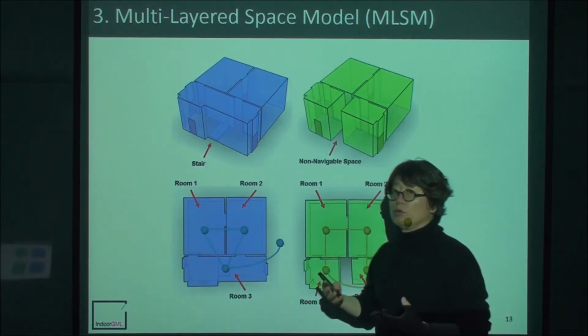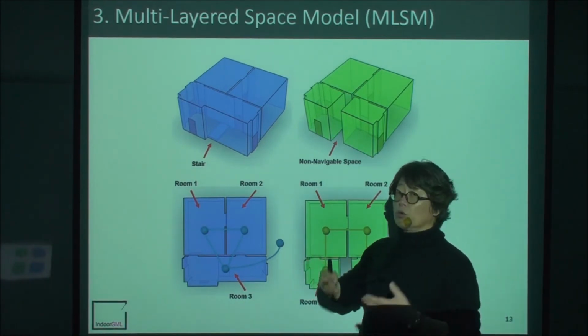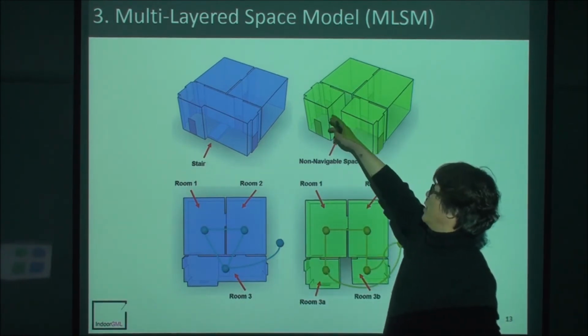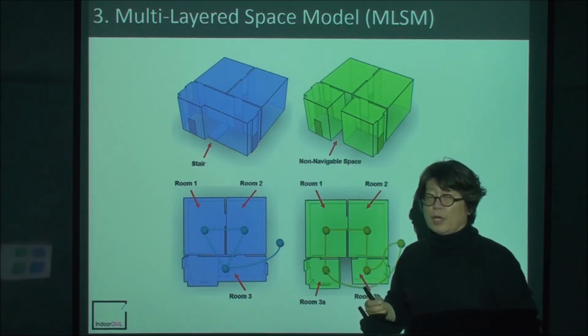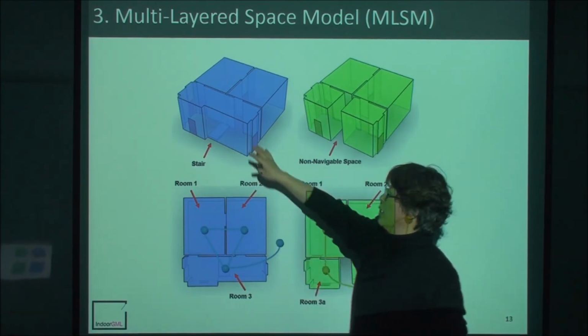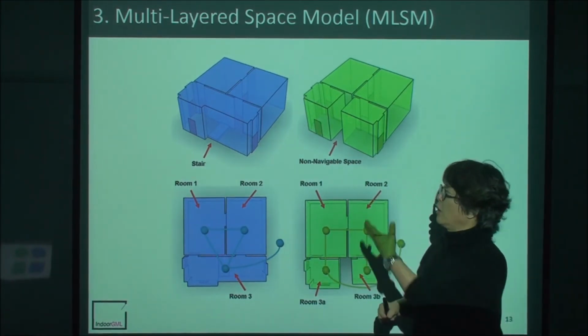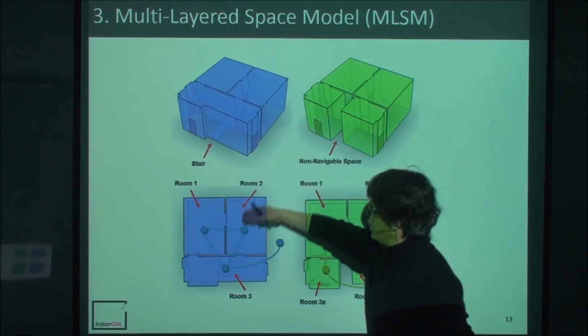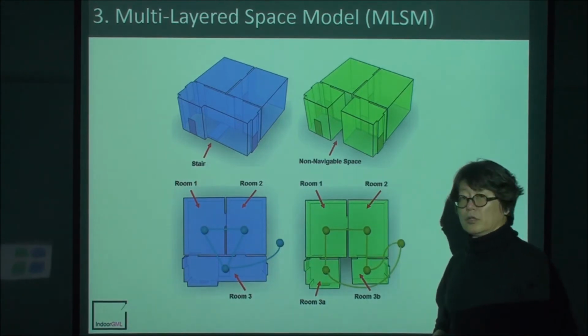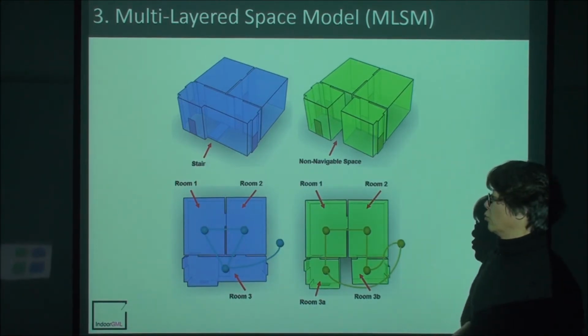So depending on the situation, if you are on a wheelchair, you have 1, 2, 3, 4 rooms. And if you are not on a wheelchair, we have only 3 rooms. So we have two different interpretations of the primal space, and we have two different dual spaces, the network graphs.